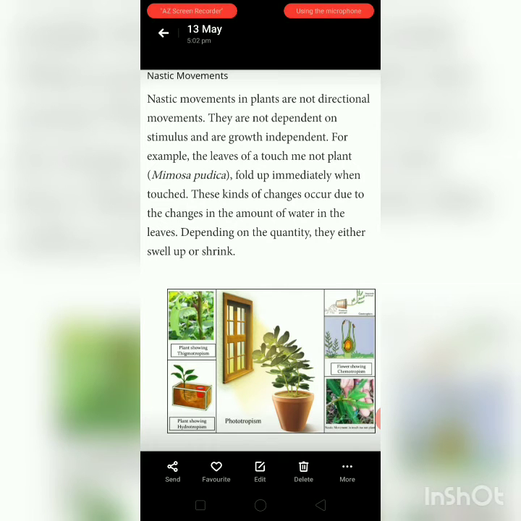This kind of change occurs due to the change in the amount of water in the leaves. Depending on the quantity, they either swell up or shrink. So what is nastic movement? It is a non-directional movement.